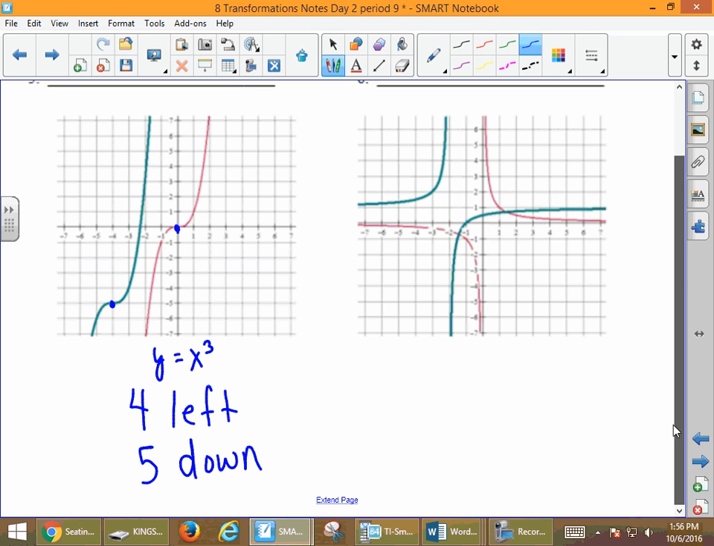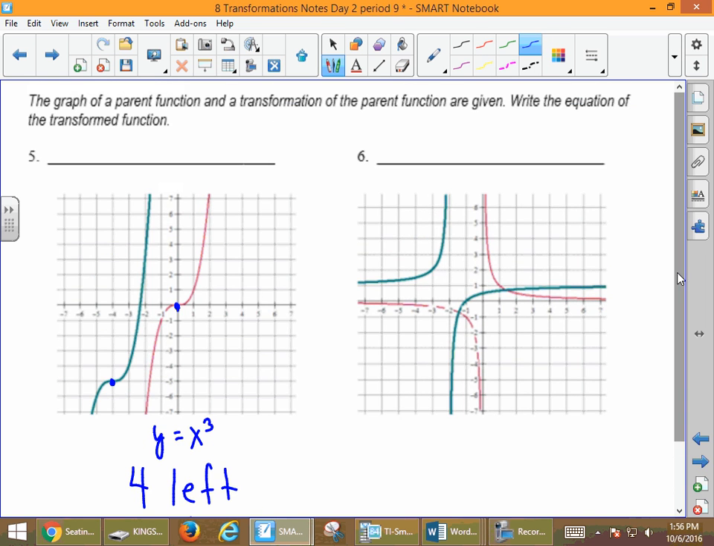So now what we know is we can write our equation. You can write y equals or f of x equals. It doesn't make any difference here. It's an x cubed function, but 4 left means that we're going to have x plus 4 cubed. And then we're still going down. There's the minus 5.